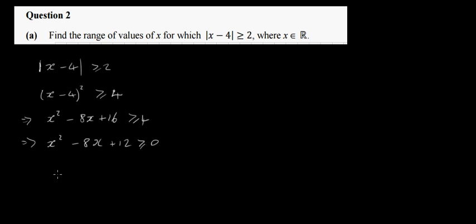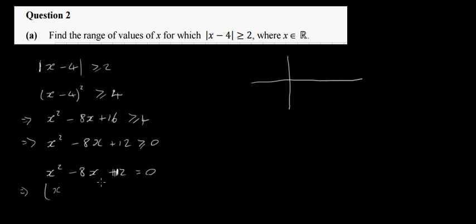So the first thing we normally do is just let it equal to 0. So we take x squared minus 8x plus 12 here equal to 0. Okay, so the reason we do this is because we want to find the roots of this equation. We want to find where this cuts the x-axis. So let's just solve this.